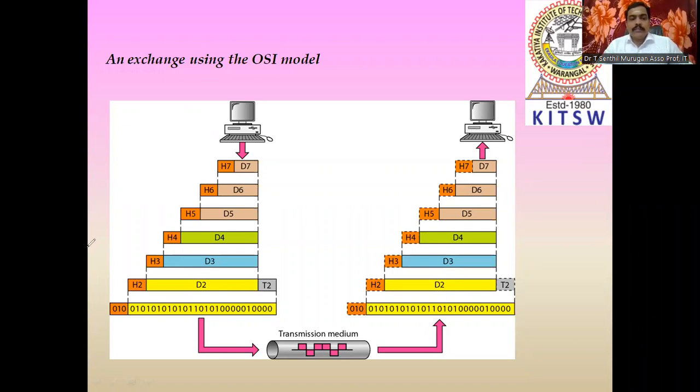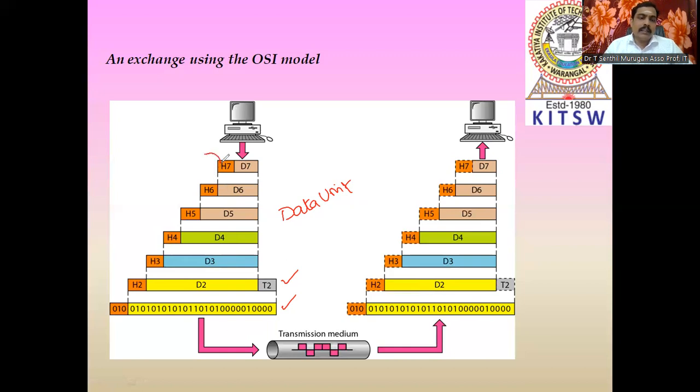Here we know that this is layer 1, the physical layer, then layer 2, like that, numbered from 1 to 7. What is D? D means data unit. In the OSI model, each layer has a different unit to represent the data. That is represented in each layer as D2, D3, D4, D5, D6, D7.